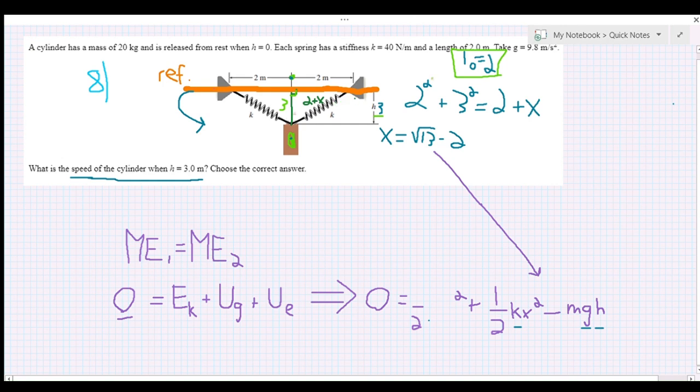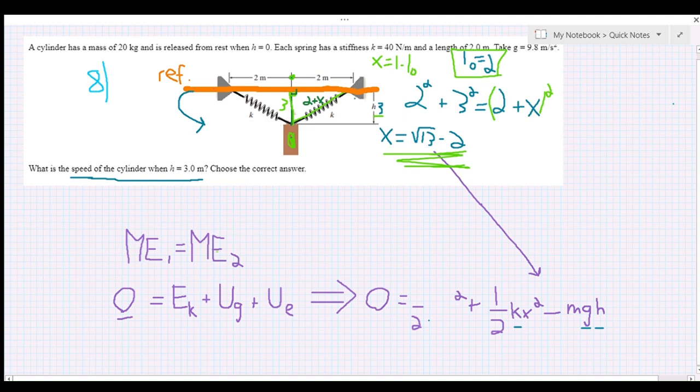Now since x is equal to L minus L0, let's write that down. x is equal to L minus L0, and so L is equal to x plus L0, so 2 plus x. And so on this right triangle over here, applying Pythagorean, 2 squared plus 3 squared is equal to (2 plus x) squared. Sorry, my bad here. And so this is going to be equal to 13. And so x is equal to radical 13 minus 2.